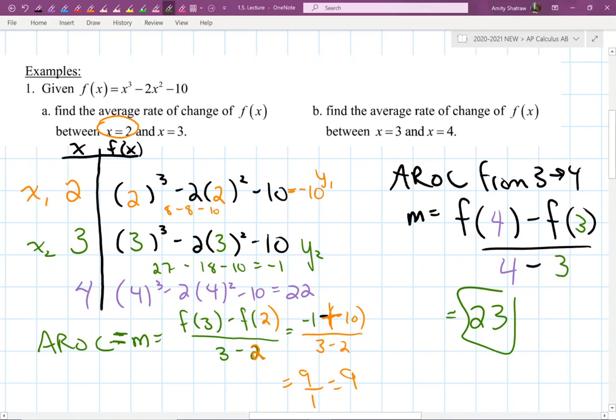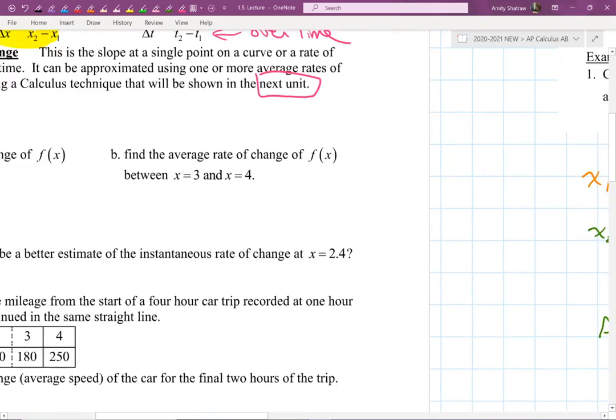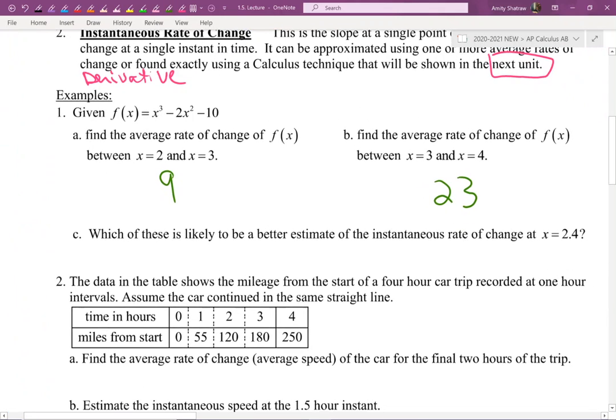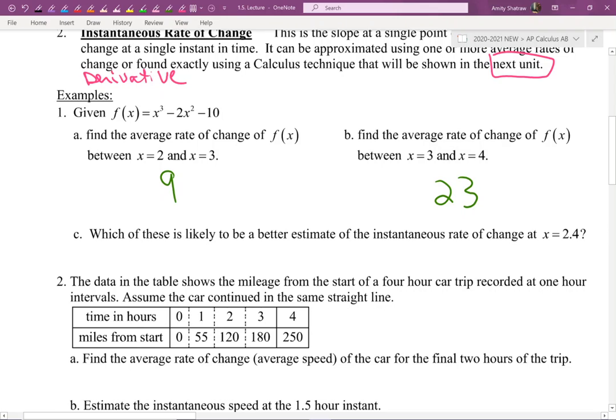So will you ever need to do a slope by hand, like without being allowed to use a calculator on the AP exam? Yeah, sure. But there's at least a whole third of the test that you can use a calculator, so you might get lucky. Okay. So now that I've done this, I found an average rate of change equals 9, and I found an average rate of change equals 23, and I want to move back over here. So this one was 9 and this one was 23. It says which of these is likely to be a better estimate of what he's calling instantaneous rate of change.